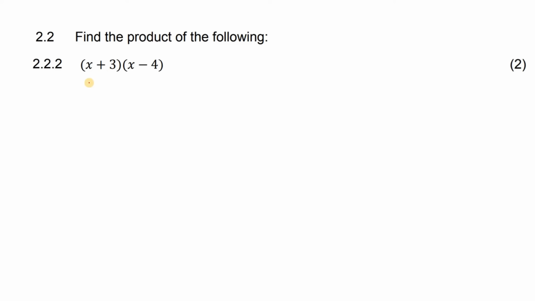Find the product. Okay, so here we've got 2 brackets. So here's where we would just multiply the 2 brackets together, and that is called FOIL. Well, that's one of the ways we could do it, right? So what does FOIL mean? It means that you first do the first ones.